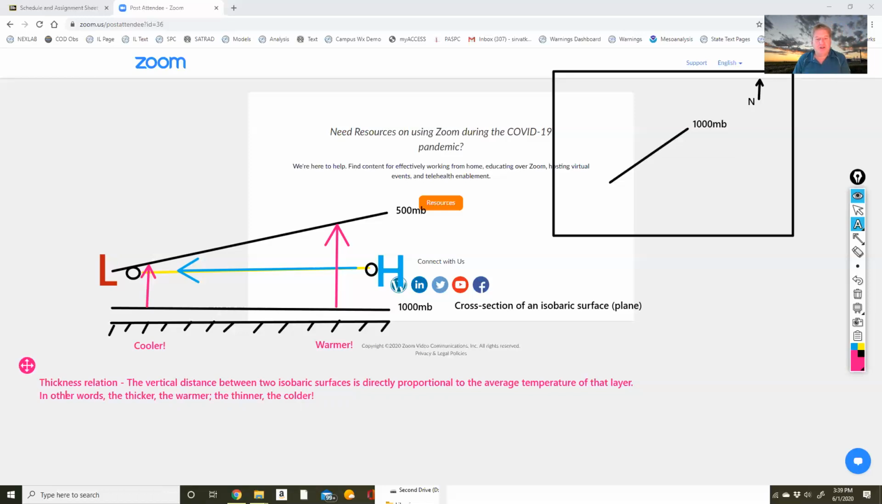Okay, so when I see isobaric surfaces like this, and they're further apart, I know it must be warmer. And over here, where they're closer together, it must be colder.